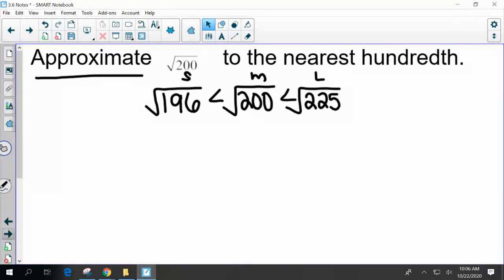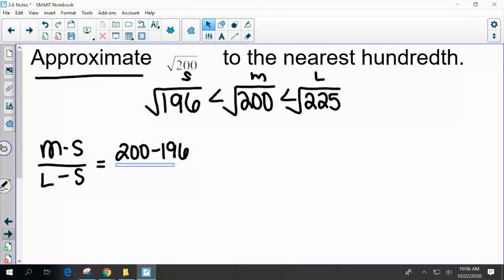Okay, so what we're going to do is take our formula: medium minus small over large minus small. So we're going to take 200 minus 196 over our large minus our small, 225 minus 196. And then you're going to calculate that. So 200 minus 196 is 4 over 225 minus 196, which is 29. Okay, so we're going to divide this, and I want you to give me 3 decimal places.